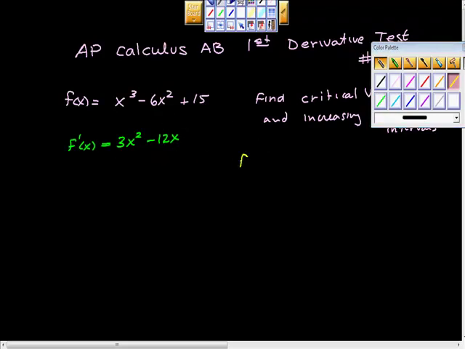So from there, I'm going to just ask the question, when is f prime of x equal to 0? So when is, and I'm going to go ahead and factor this out if you don't mind, 3x times x minus 4 equal to 0. Hopefully you can see why I did that. If I multiply this back, I get my 3x squared back, and I multiply this 3x times this negative 4, I get my negative 12x back. So when is this thing equal to 0? Well, it's equal to 0 when x is equal to 0, or when x is equal to 4, using the zero product property, right?